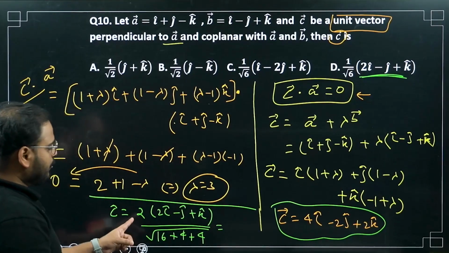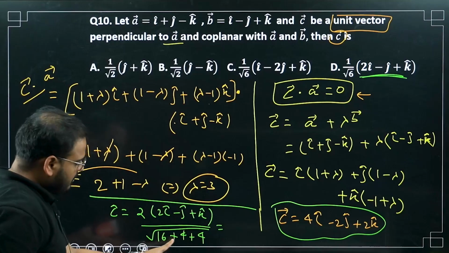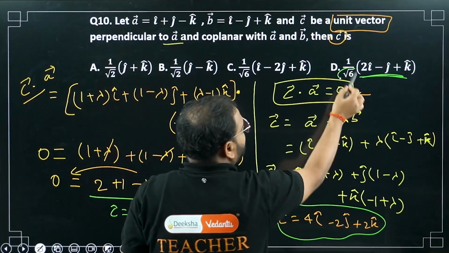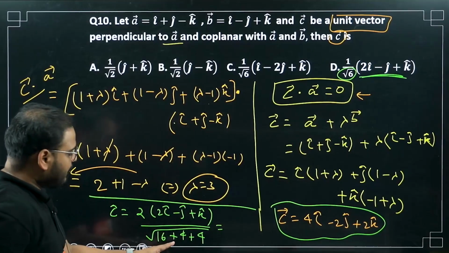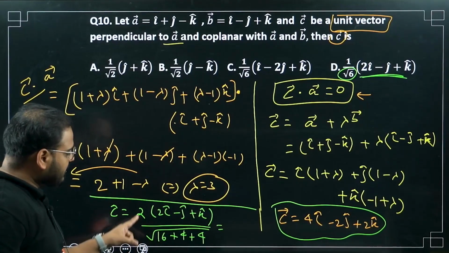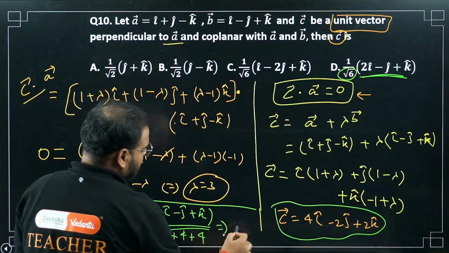If I take 4 common, this will be left with 4, and this will be 1 and 1. 4 plus 1 plus 1 is root 6. And if you take 4 common outside, it will become 2, because you are taking it out of the root, and that 2 will cancel with this 2 in the numerator. So simply option number D.